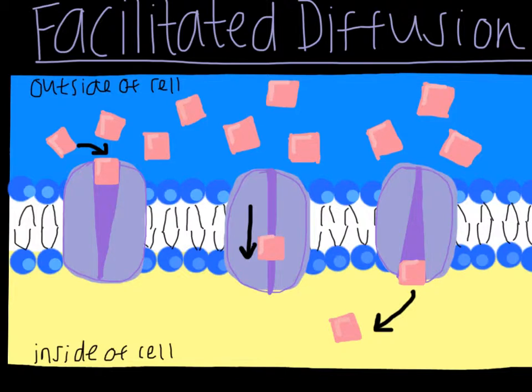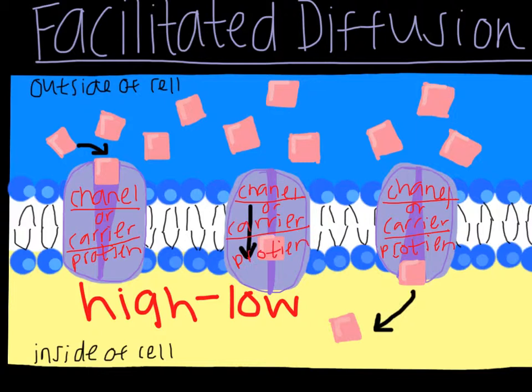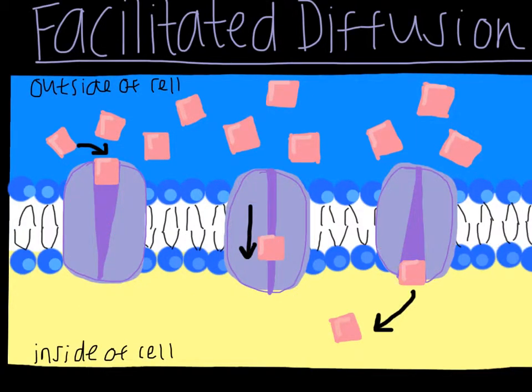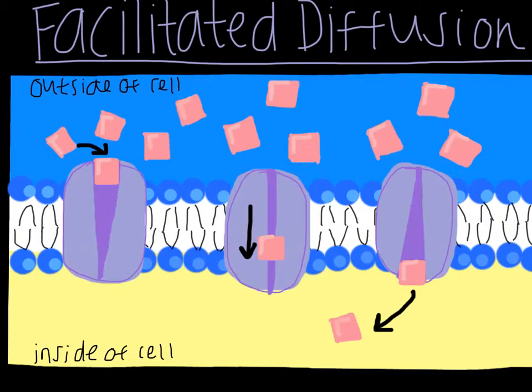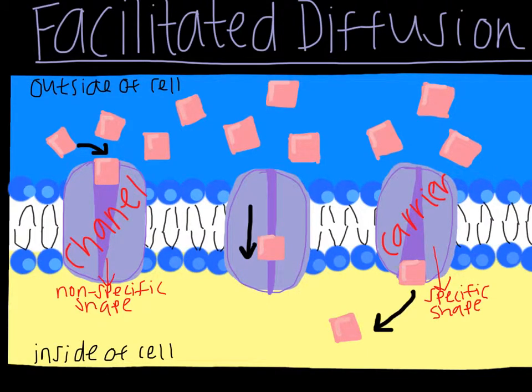Facilitated diffusion is a type of diffusion involving solutes moving from high to low concentration across a membrane through a membrane protein. There is no energy required in facilitated diffusion. Whether the type of protein is channel or carrier depends on the shape of the solute.